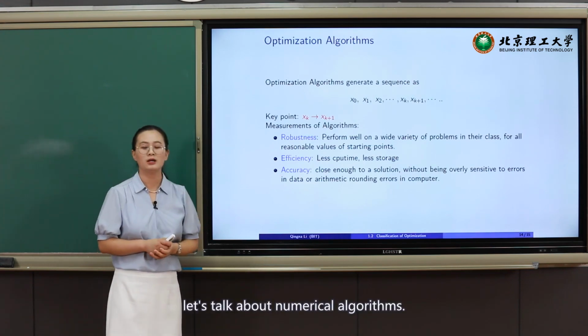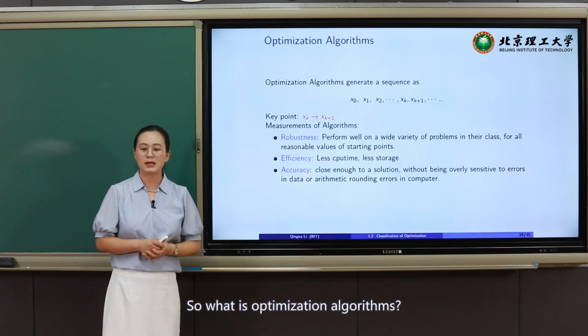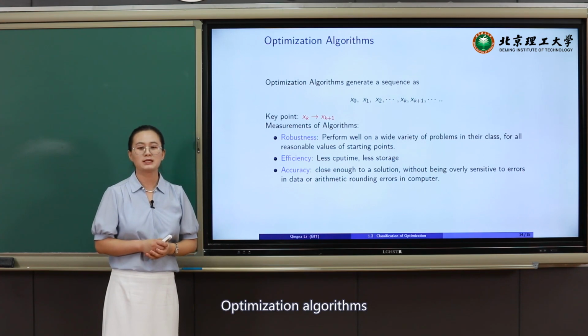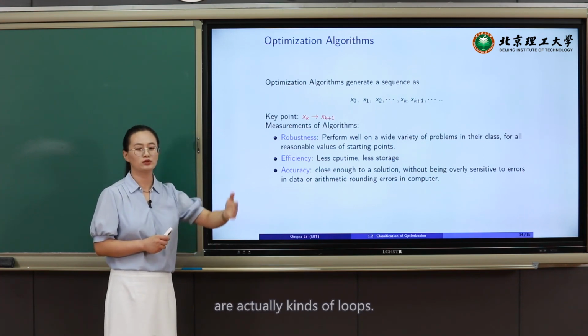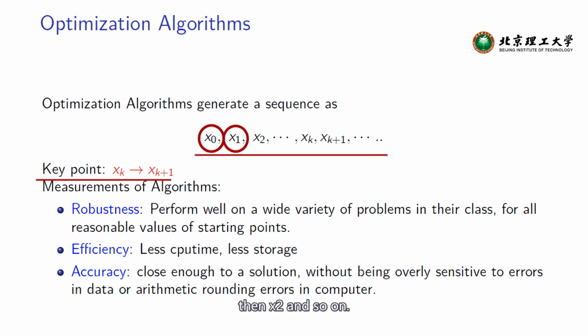Now, finally, let's talk about numerical algorithms. So what are optimization algorithms? Optimization algorithms are actually a kind of loop. Starting from the initial point x0, it generates the next iterate x1, then x2, and so on. So the key point you can see is how we generate the next iterate at the current iterate xk. After we figure this out, then the algorithm will start and we can run it.